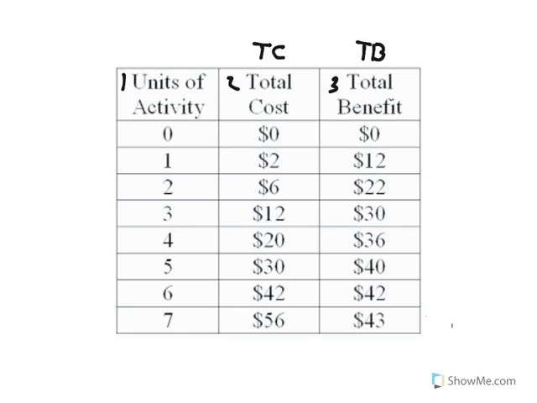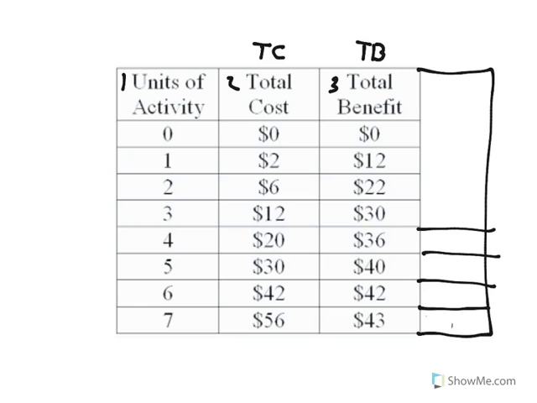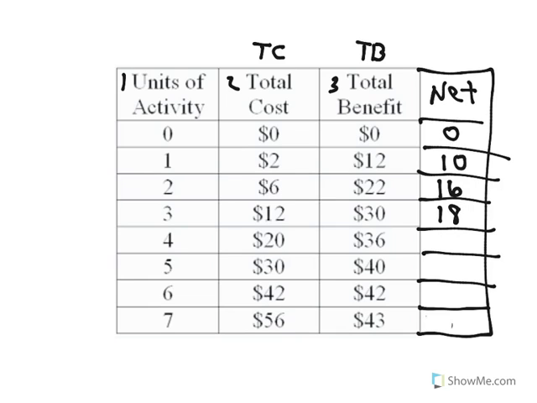So what we could do here is add another column to this chart and then calculate the net benefit. So 0 minus 0 is 0, 12 minus 2 is 10, 22 minus 6 is 16, 30 minus 12 is 18, 36 minus 20 is 16, 40 minus 30 is 10, then we've got 0 and negative 13. So what you notice here is the net benefit starts to increase and then eventually goes back down.